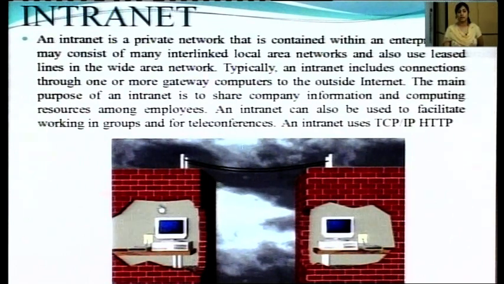This is intranet. You can see in this diagram, two buildings are there that are sharing data from one computer to another. This forms an intranet.